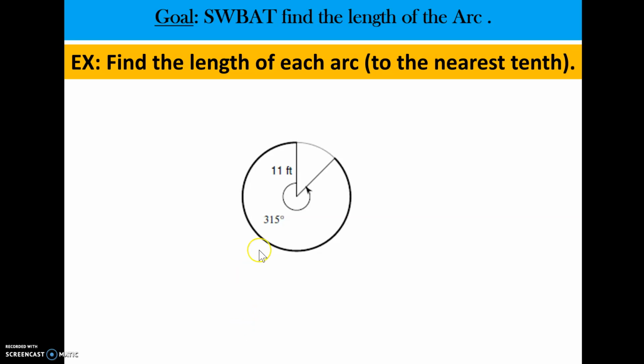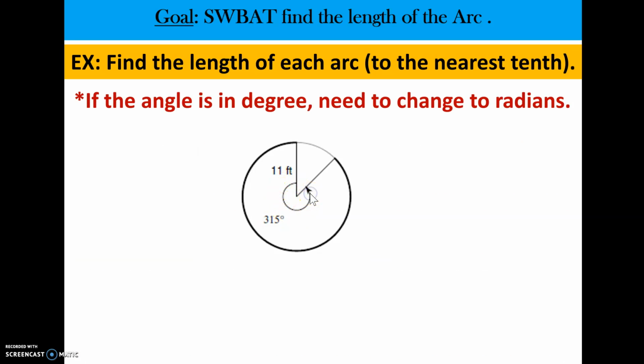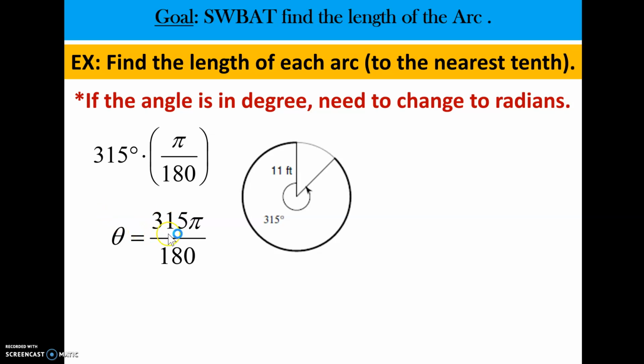So let's do 2 examples. So here's one. I want to find the length of the arc of the circle. Now they want you to figure out 315 degrees, and this circle has a radius of 11 feet. So first of all, you want to convert the 315 into radians. So we're going to multiply by pi over 180. And when we simplify, it's going to look like that. We can simplify further. Since we're going to find this to the nearest tenth, you can just put it in the calculator and get it in decimal form. And don't round too much.